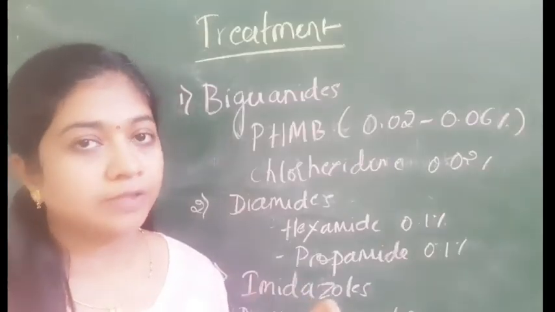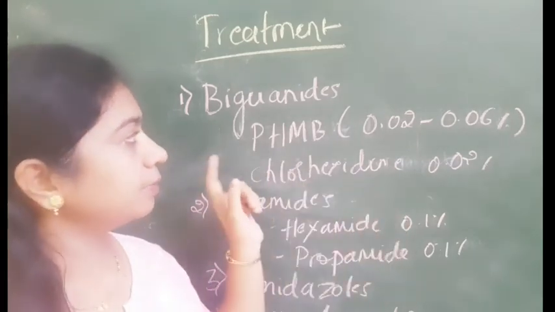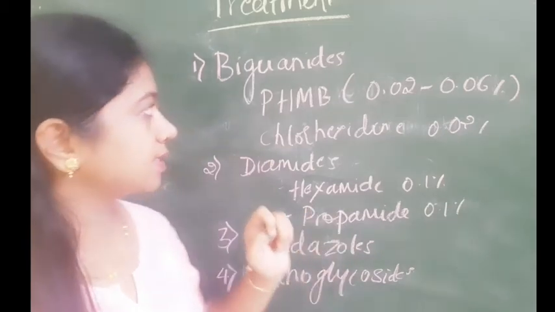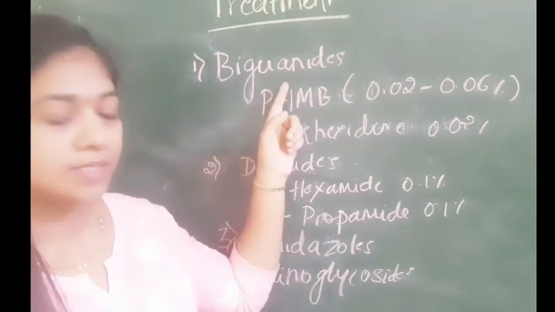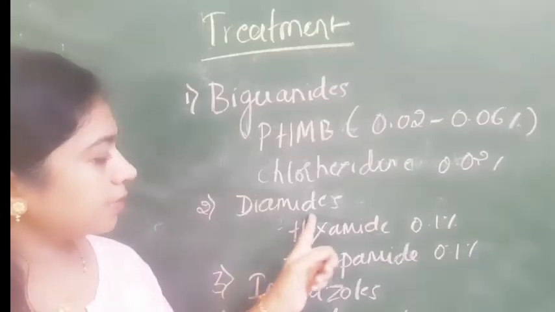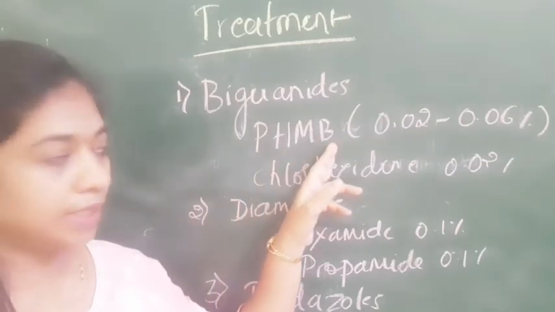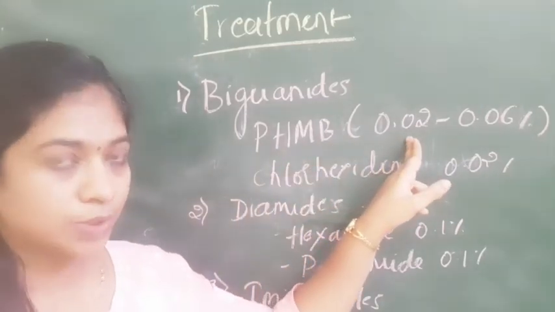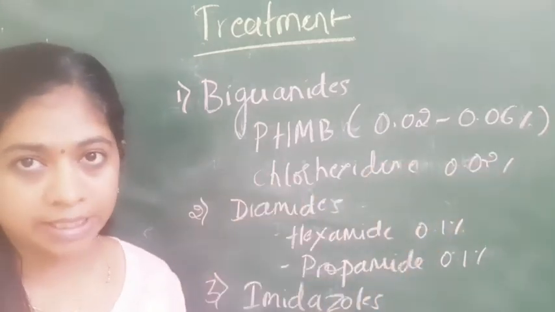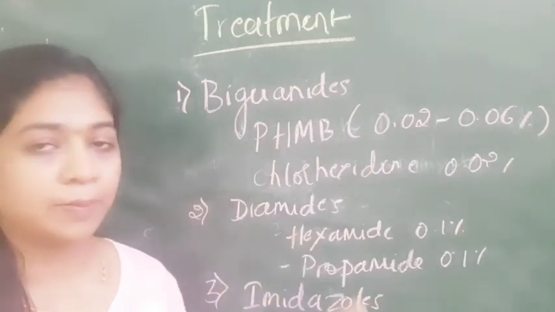So moving on to the treatment of acanthamoeba keratitis, we have the medical treatment as well as the non-medical treatment. In the medical treatment, we have the drugs which are used topically to treat the acanthamoeba keratitis. So in this, we have biguanides, diamidines, imidazoles and the aminoglycosides. In the diamidines, we have hexamidine and the propamidine. Polyhexamethylene biguanide, which is used in the concentration of 0.02 to 0.06%, is more effective compared to all other medications because it will kill both trophozoites and the cyst, which may not happen with the other drugs.